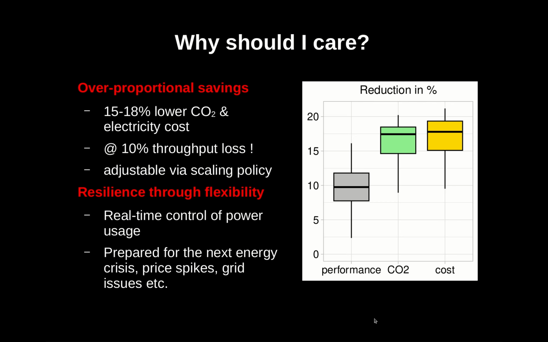So to put this into a graph, what we see here is the reduction in throughput performance of a bunch of scientific codes, which ranges around 10%. This is the analogous reduction in terms of CO2 footprint of these computations here that we can attain. And this is the corresponding reduction in terms of energy cost under the condition that you do have a real-time energy cost tariff.